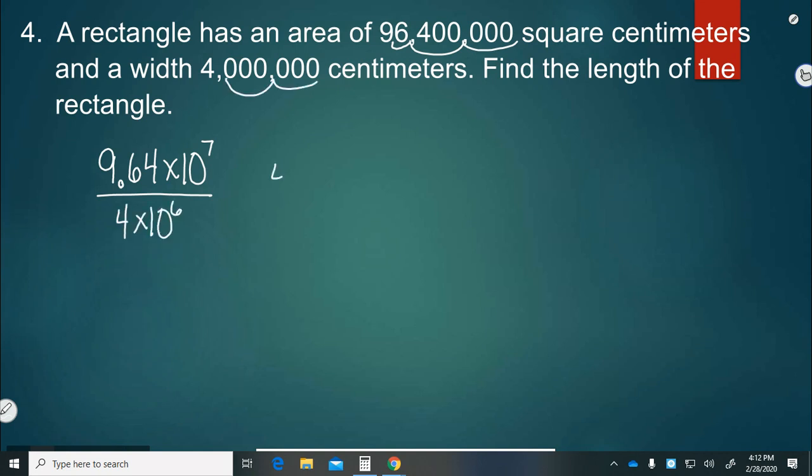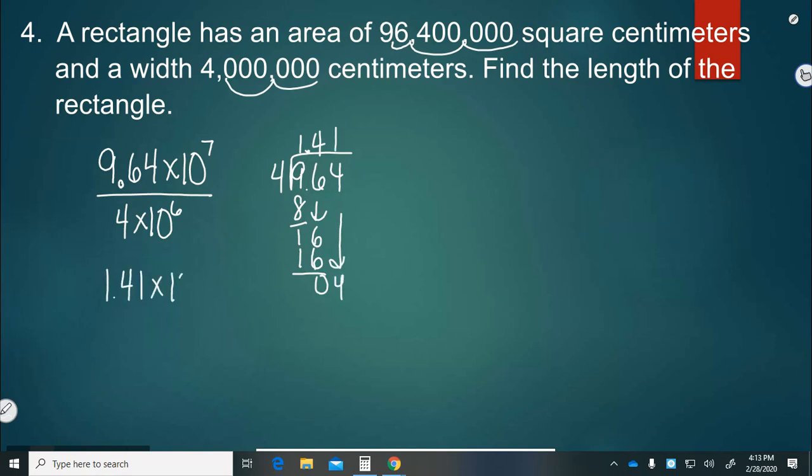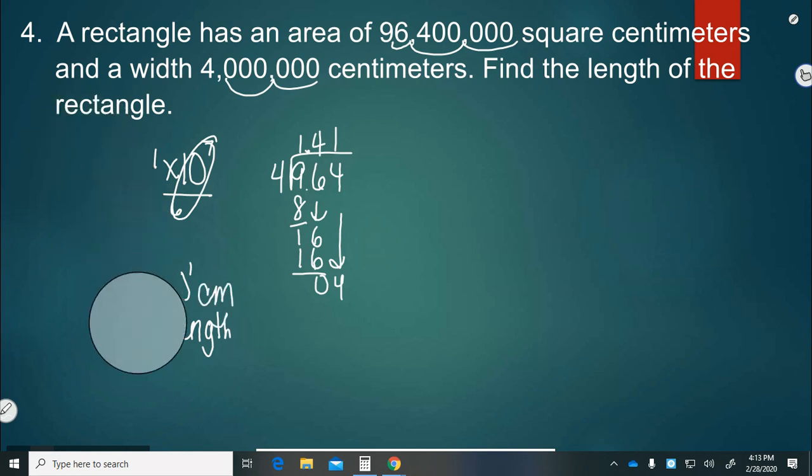And we can do 4 into 9.64. 4 goes into 9 once, with 1 left over, into 16 4 times, with none left over, and into 4 again once. So that's 1.41 times 10 to the first, since we're subtracting. So that would be the length. So we're going to write length here, or centimeters.